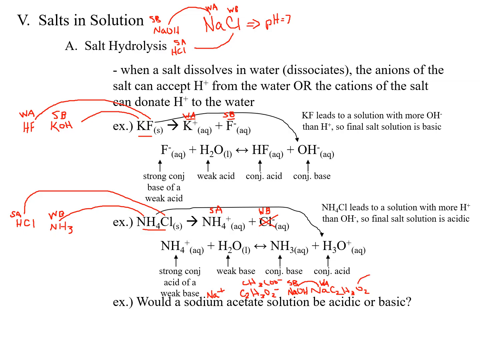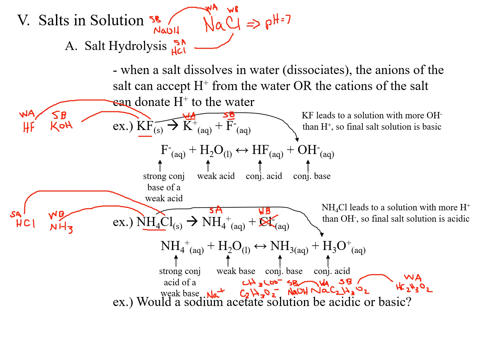But the C2H3O2 must have come from HC2H3O2, which is acetic acid. Well, that's not one of our strong acids. It's a weak acid. And if it's a weak acid, that means that its conjugate must be a strong base. So C2H3O2 negative is an ion we would have to actually contend with.